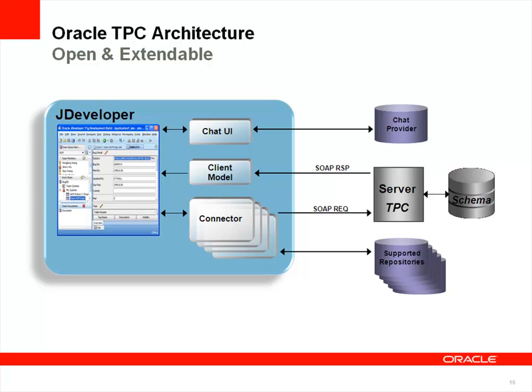There are three main parts to Team Productivity Center. The first is a series of connectors to integrate repositories into JDeveloper. The second is the server portion, which defines who's in what team and which team uses which resource. The third component is an integrated chat feature that can be connected to any XMPP chat server.